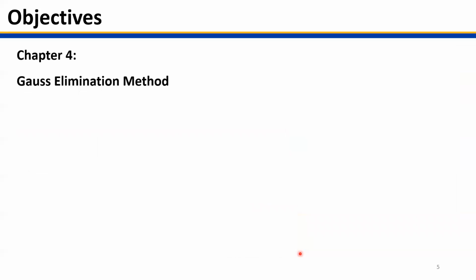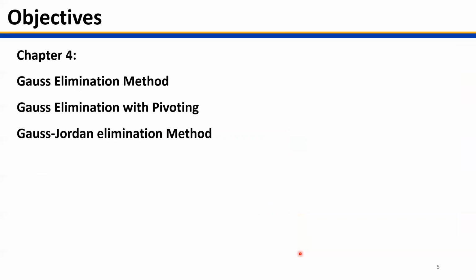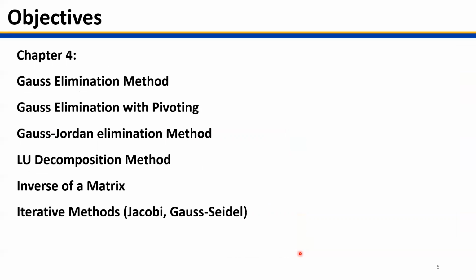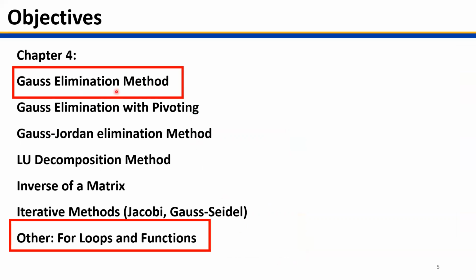So today we're going to cover Gauss elimination. And then there's also different versions of that: Gauss elimination with pivoting, Gauss-Jordan, LU decomp, inversion, iteration, and then some for loop stuff. So today we're only going to cover the Gauss elimination method and then some MATLAB stuff. So if we don't cover it today, does that mean that you're clear? Does that mean that you don't have to study it? No. If we don't finish it today, you're going to go back and read all these? Yeah? Very good.